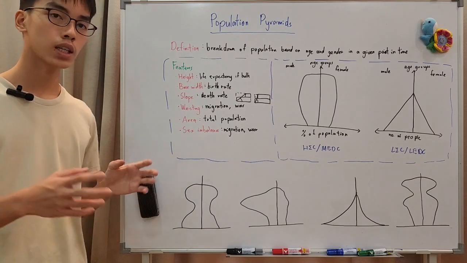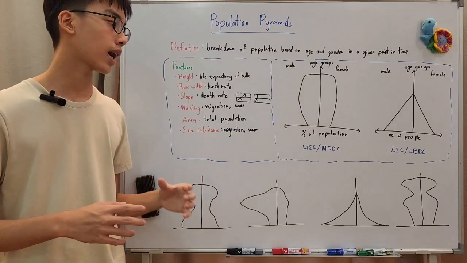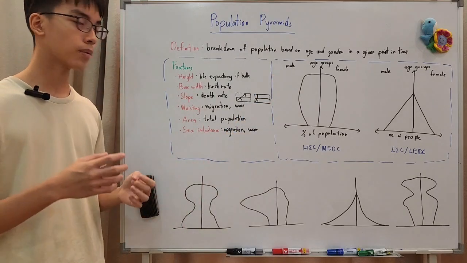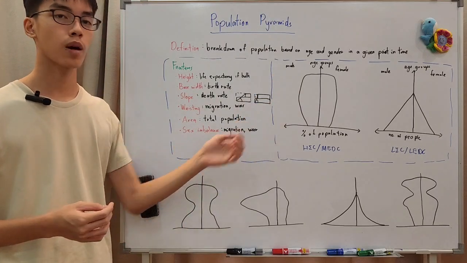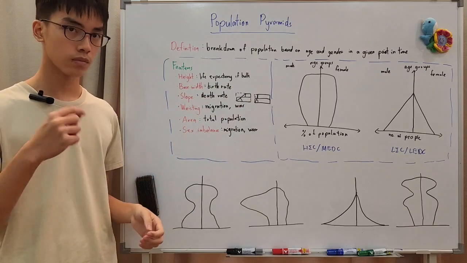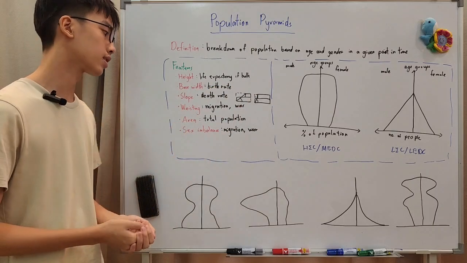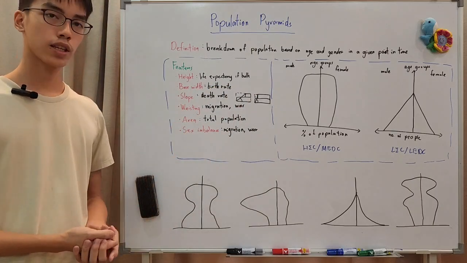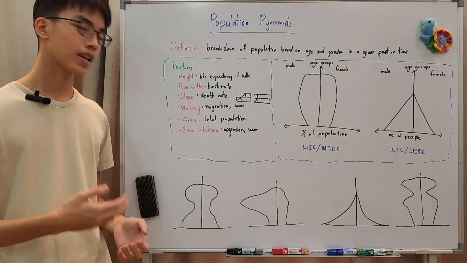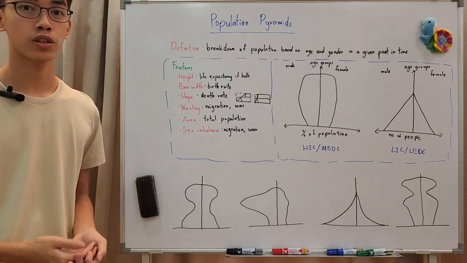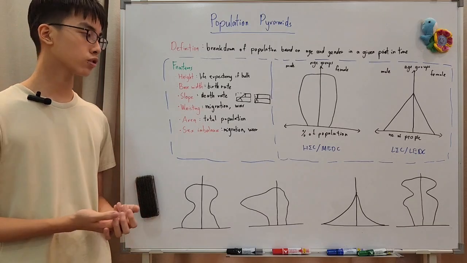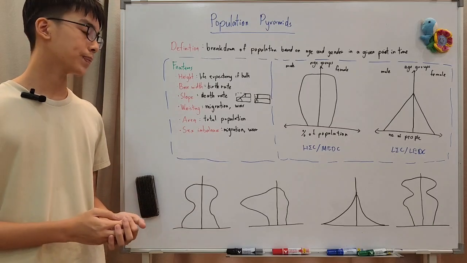As for area, you can highlight specific parts or highlight the entire thing. That shows the total population or the percentage of population that the thing you've highlighted represents. As for sex imbalance, that can suggest migration or war as well. In war, men are generally the ones getting conscripted, so they're the main casualties during war. So you have more women.